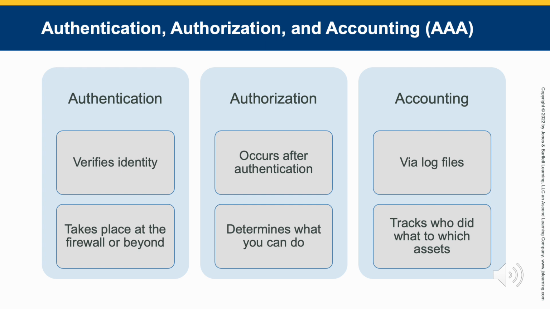What is AAA? It's authentication, authorization, and accounting. When we talk about authentication, it verifies an identity, and takes place at the firewall or beyond. It could be an IAM database of usernames. Authorization occurs after the authentication and determines what you can do on the network. And accounting is how we track who did what to which asset via log files.